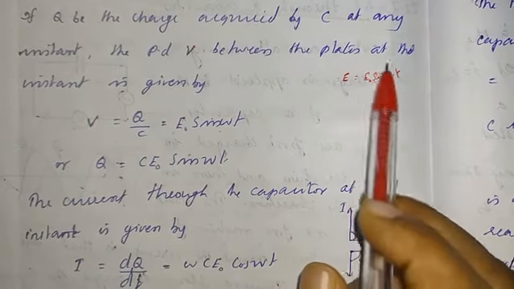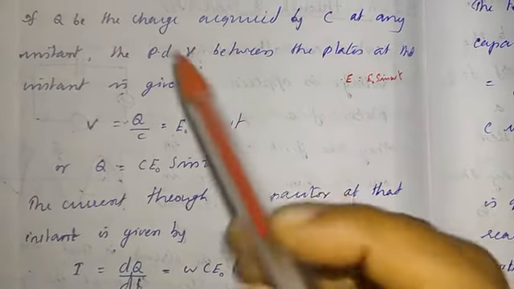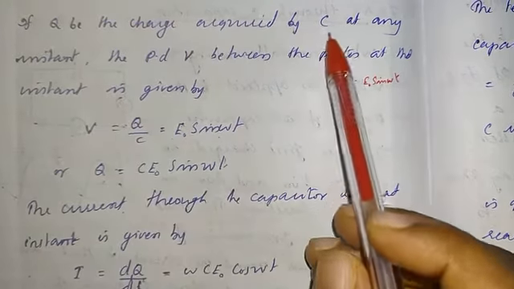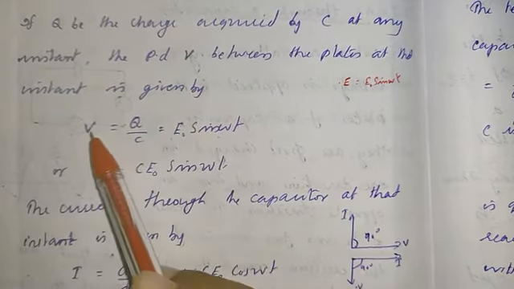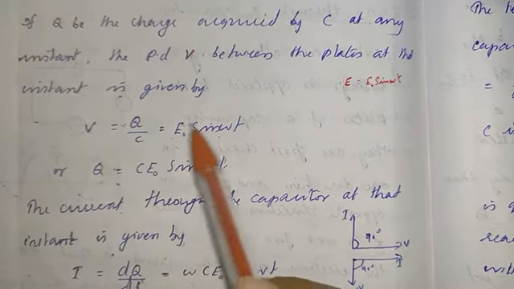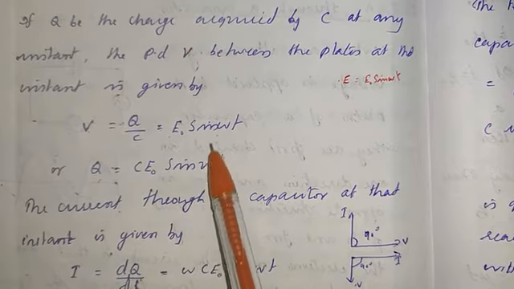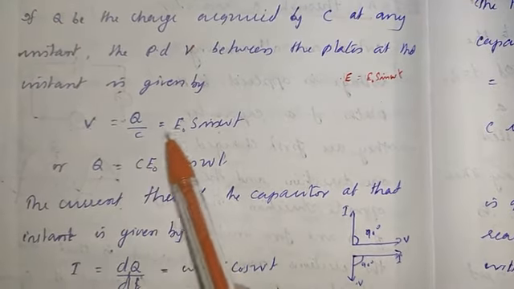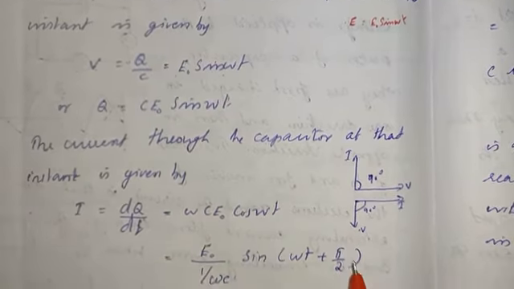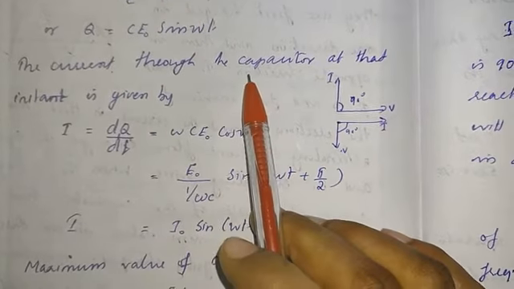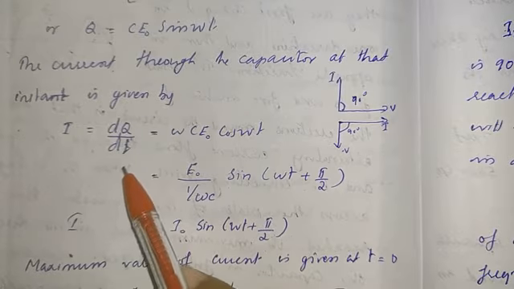Let this voltage cause a charge Q on the capacitor plates. The potential difference V across the capacitor can be represented as V equals Q by C, which is equal to the applied voltage. So we can write V equals Q by C equals E0 sine omega t. From this, Q equals C E0 sine omega t. Then the current through the capacitor at that instant is given by I equals dq by dt.